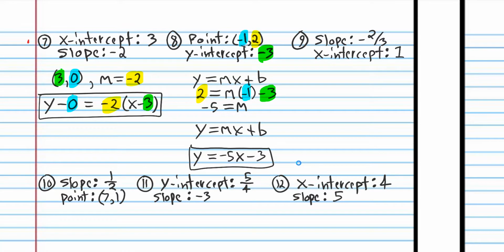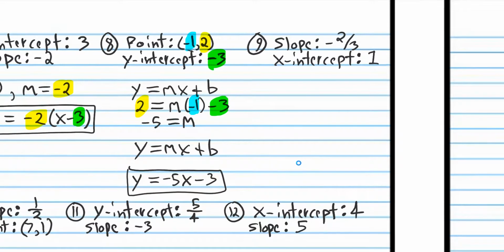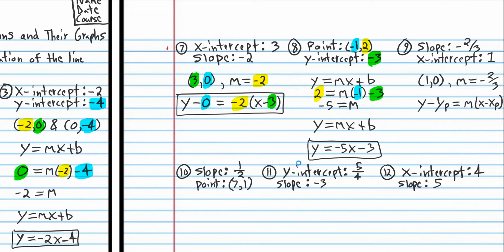So number 9, we're given the slope and the x-intercept. So again, let's just make the x-intercept a point. And we have the slope, so that means we can use point-slope form. y minus yp is equal to m times x minus xp. In fact, I should have written this. I didn't write this equation in the previous problem. I'm going to do that.